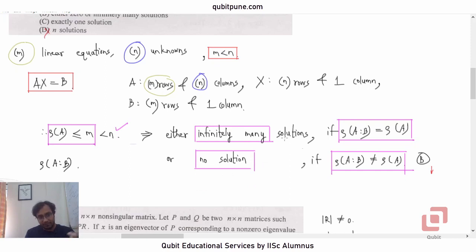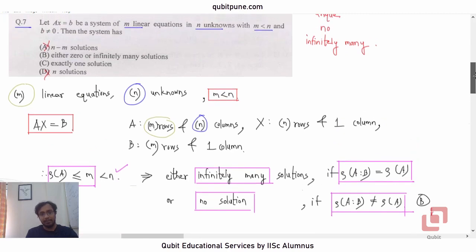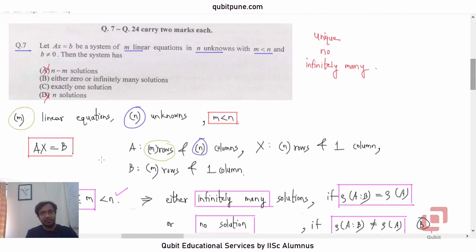If you play a little bit with these things, then you can even come up with one example each for infinitely many solutions with m less than n, and for the no solution case, with all the requirements being met in the problem. So the correct option to question 7 is B.